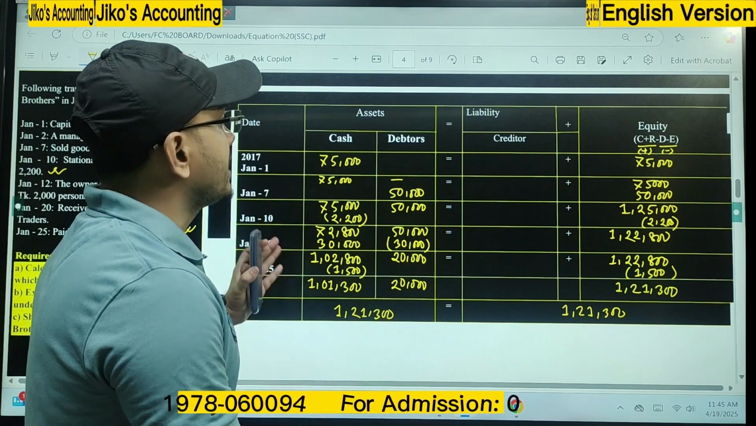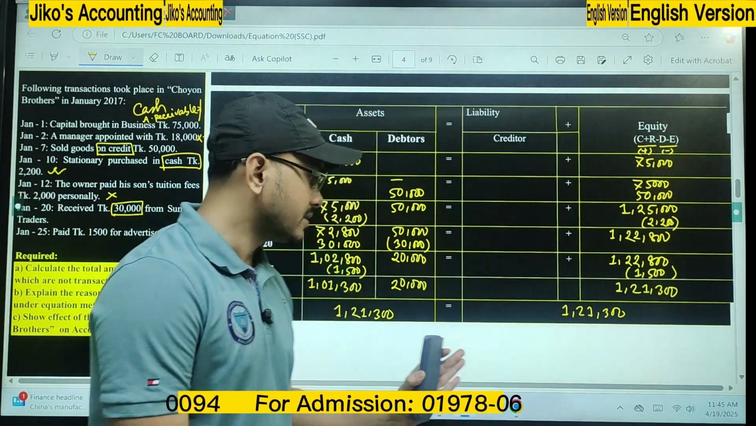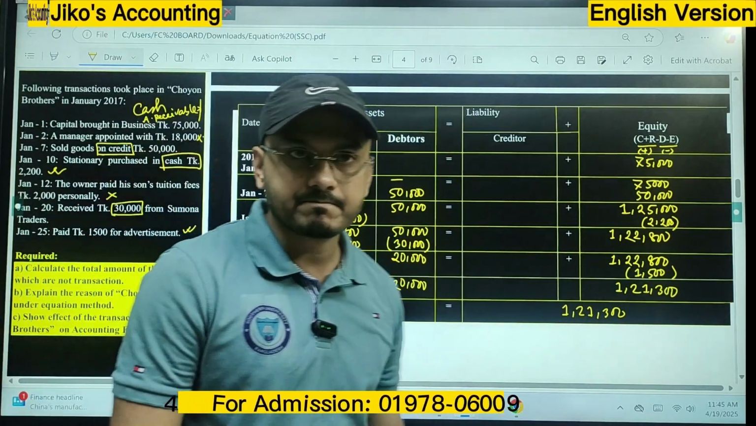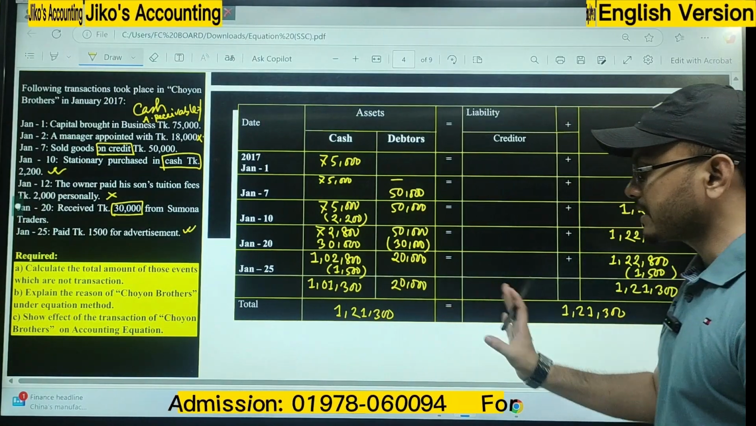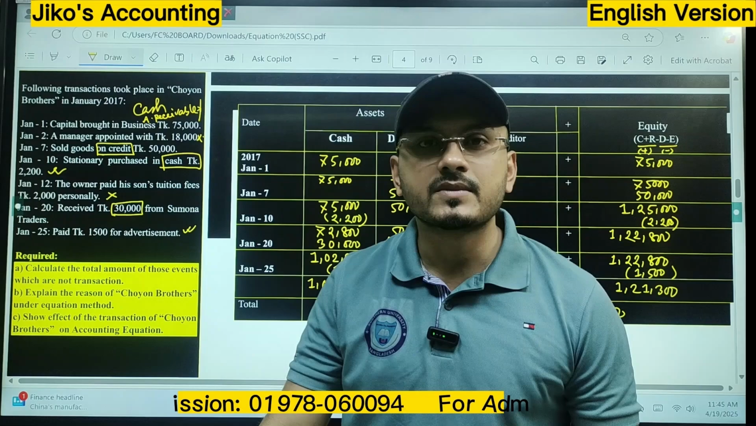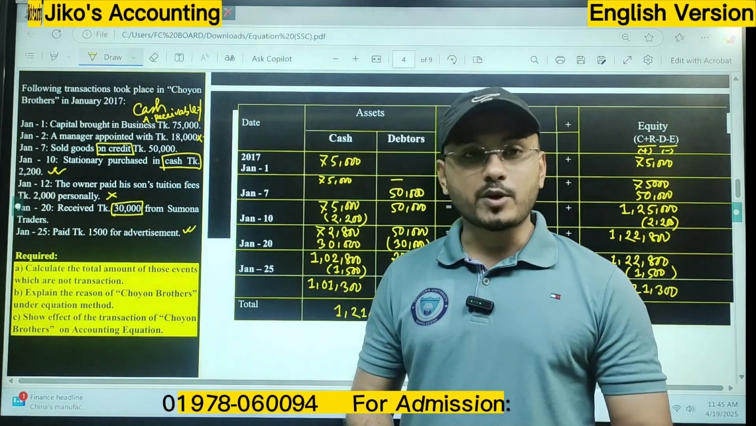Whenever you see your assets equal to liability plus equity, that means your math is okay. There's a balance. If you find that all of them are equal, that means, sir, your math is okay. This is one of the easiest maths, I think. So, sir, I think inshallah there is no problem in this math.